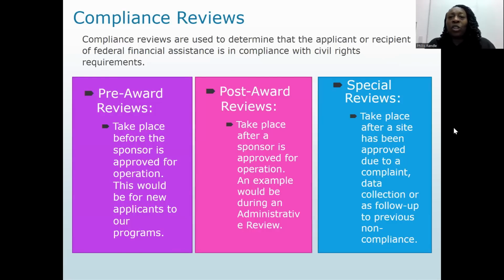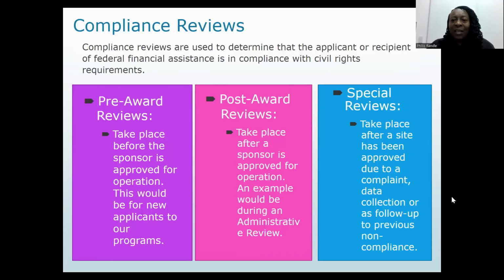Compliance reviews. Compliance reviews are used to determine that the applicant or recipient of federal financial assistance is in compliance with civil rights requirements. Pre-approval reviews take place before the sponsor is approved for operation. This would be for new applicants to our program. Post-award reviews take place after a sponsor is approved for operations. An example would be during an administrative review. And special reviews take place after a site has been approved, due to the applicant's data collection or as follow-ups to previous non-compliance.